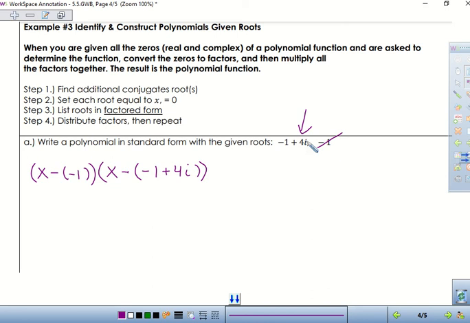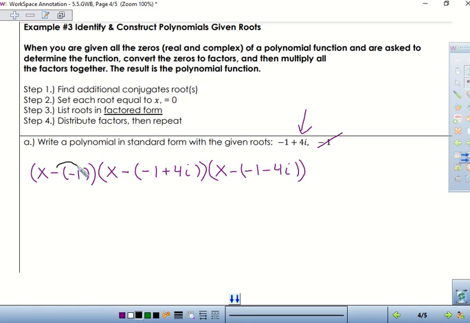Imaginary. We know imaginary roots have to come in pairs because there's always a plus and a minus. So we additionally know that our polynomial must also have a factor, x minus (negative 1 minus 4i). We have to make sure we include that factor that's not explicitly stated to us, using our knowledge of imaginary numbers and conjugates. So we get to this point.